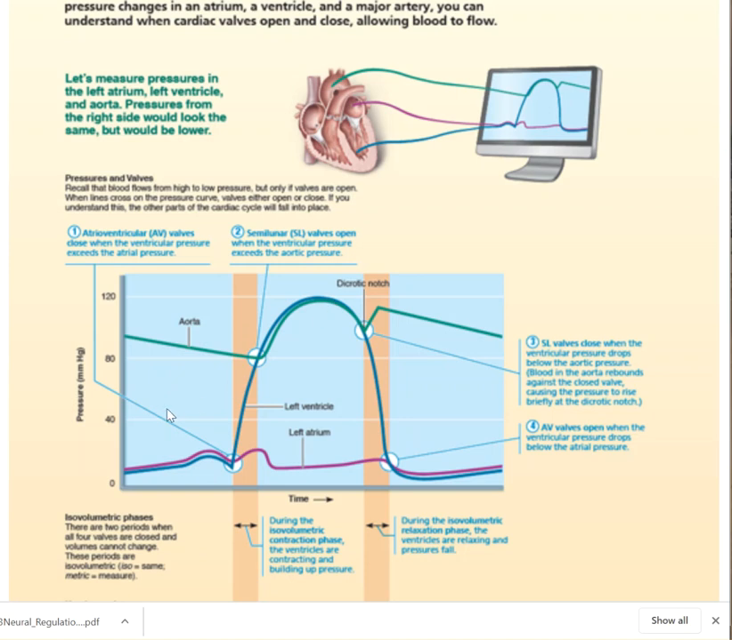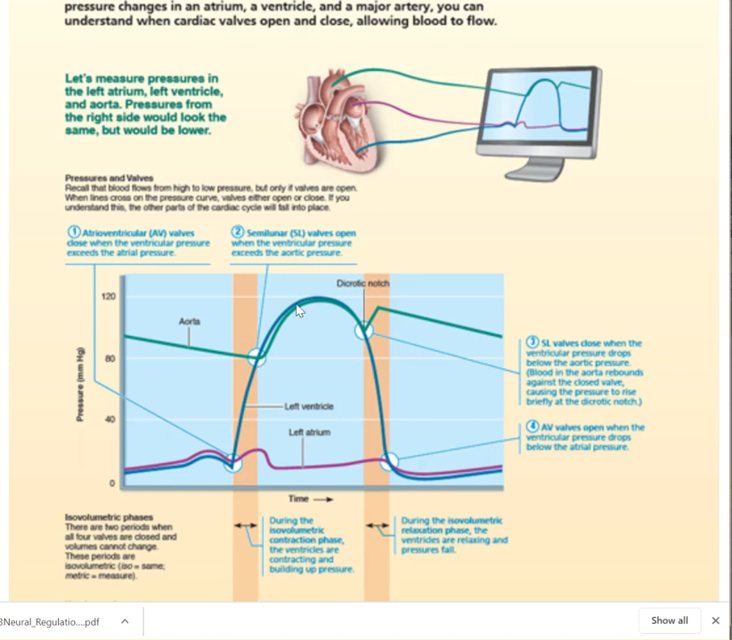Now, what's happening at each of these places? Well, right during this phase here is where we have atrial contraction. We'll talk about that in a minute. The atria contract and increase pressure briefly in themselves and the ventricles. And then the ventricles contract, okay?